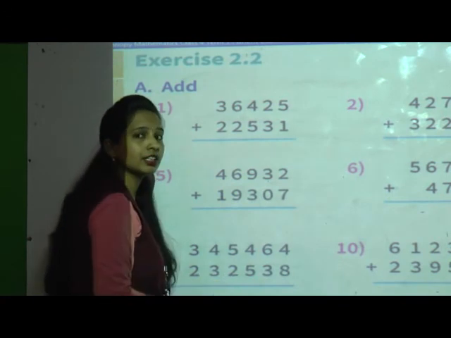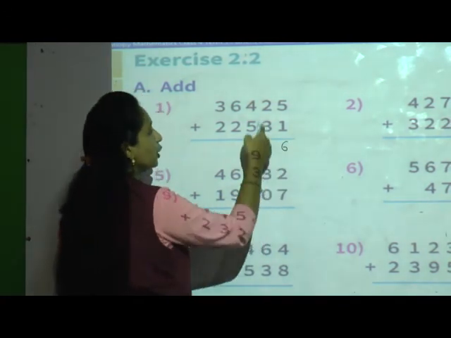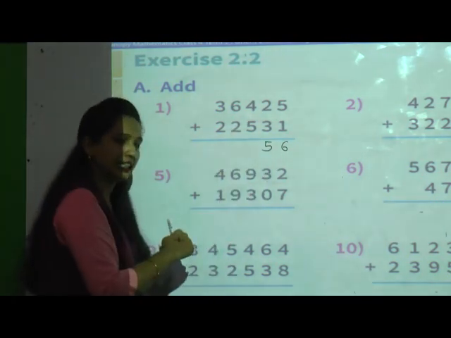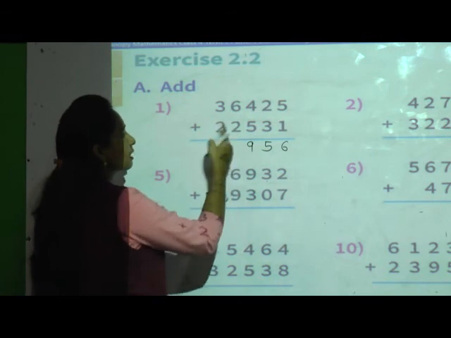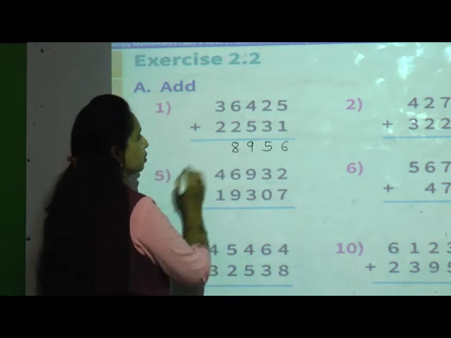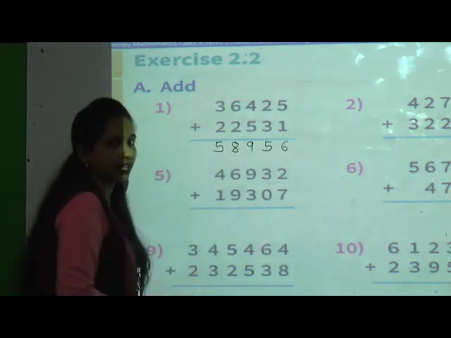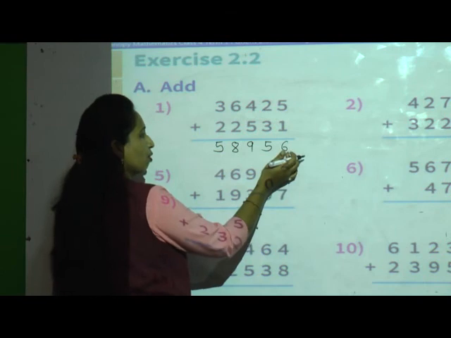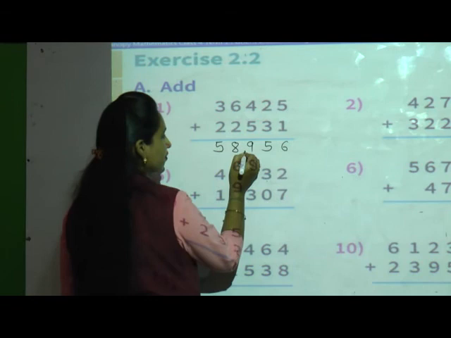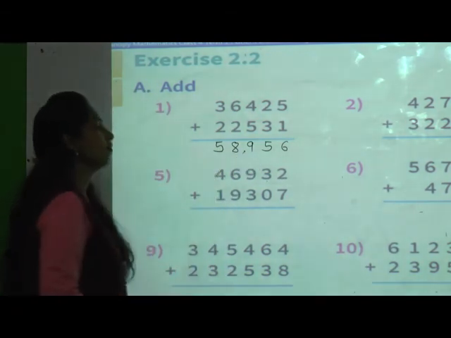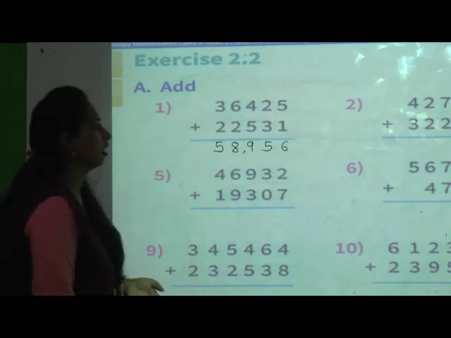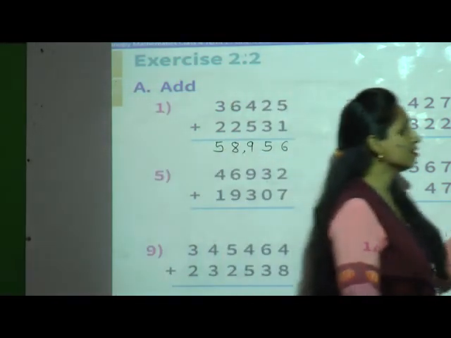5 plus 1 is 6, so write 6. 2 plus 3 is 5. Correct. 4 plus 5 is 9. Very good. 6 plus 2 is 8, and 3 plus 2 is 5. So we are writing a 5-digit number in the Indian system, so give a comma after 3 digits. So the answer is 58,956. Got it?